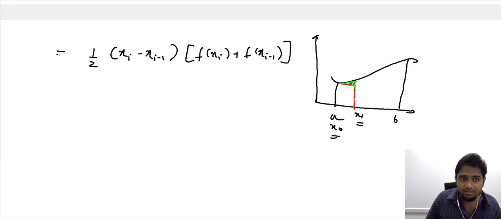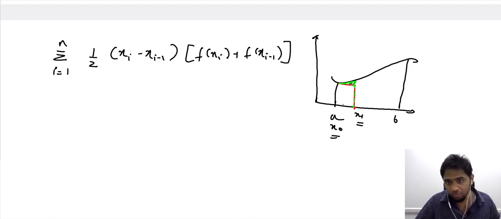And when i ranges from 1 to n, you will be able to approximate the area that is enclosed between the limits a and b using these different trapezoids. The coordinates of these different trapezoids are being captured by these different points, xi and xi minus 1, and the corresponding values when you introduce xi and xi minus 1 into the function that depicts this curve. Now, of course, this is the generalized expression.